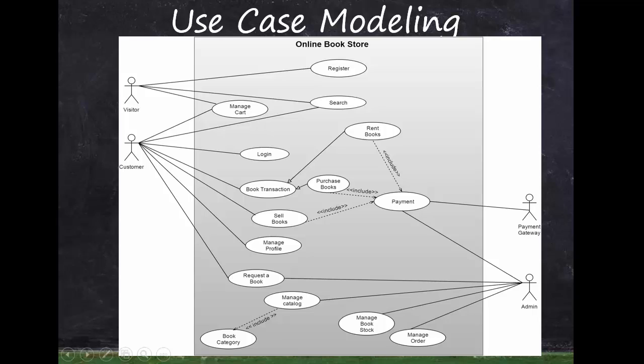And the last one is that the customer can request a book that is not already available on our website. It is also linked to the admin because it's the admin who authorizes the request. And if the book can be made available, the admin will add the book to the website and the customer will be able to purchase it using this book transaction flow.